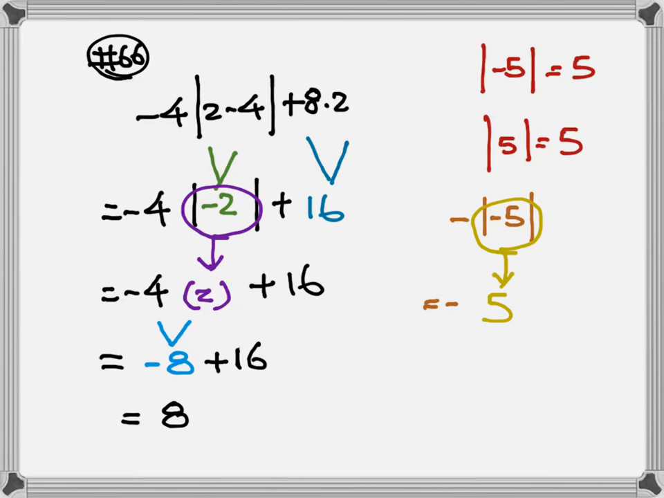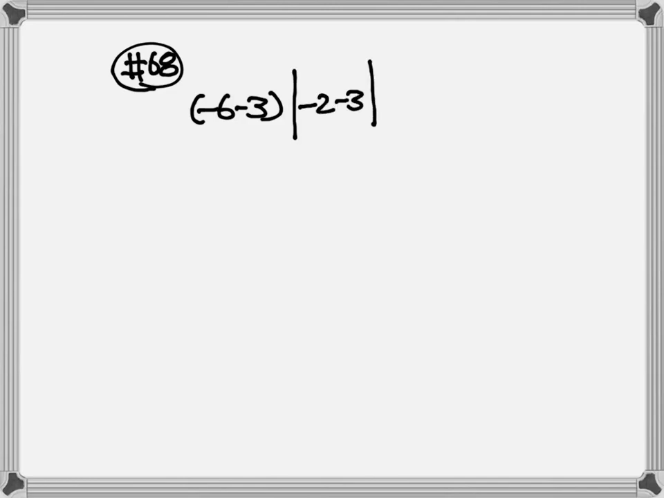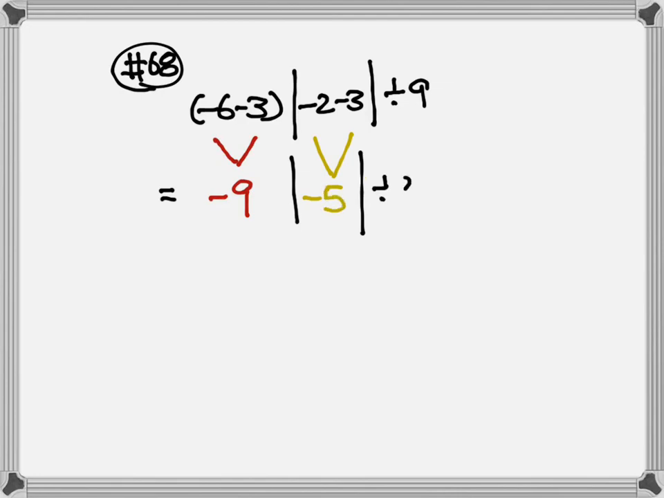Now let's look at number 68. Here we have the parenthesis of negative 3 minus 6, times the absolute value of negative 2 minus 3, divided by 9. We're going to work inside the parenthesis first. Negative 3 minus 6 gives me negative 9. After that, let's work inside the absolute value. Negative 2 minus 3 is negative 5. Then bring down divided by 9.